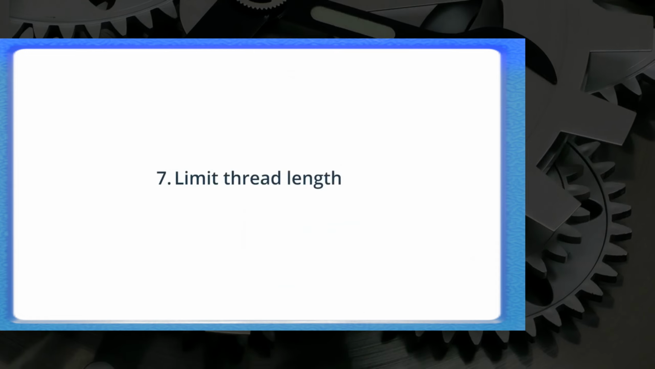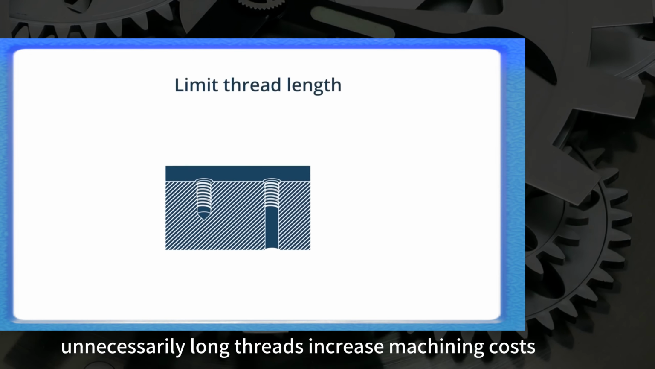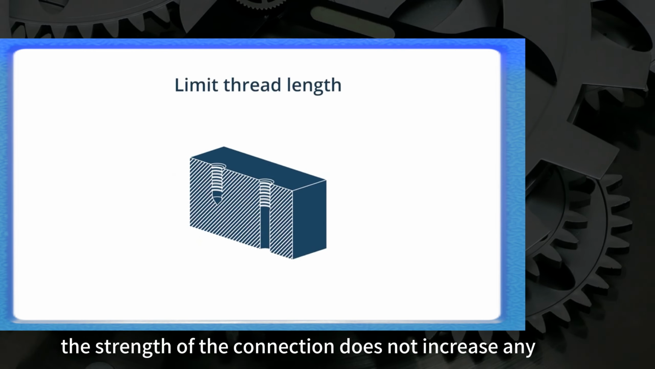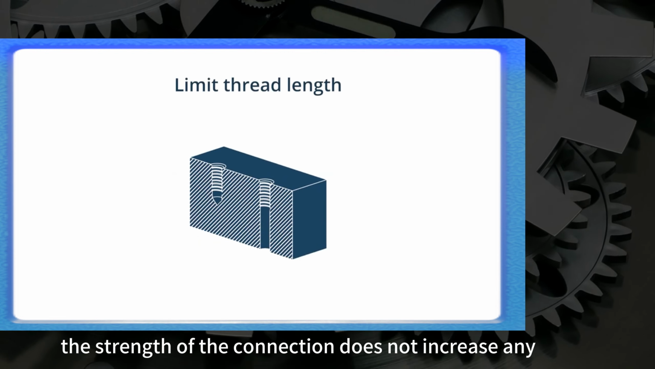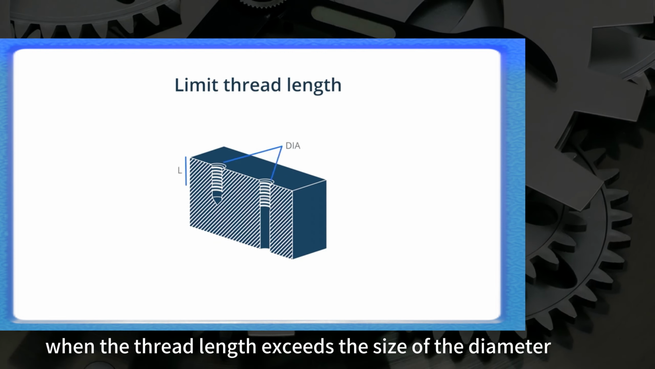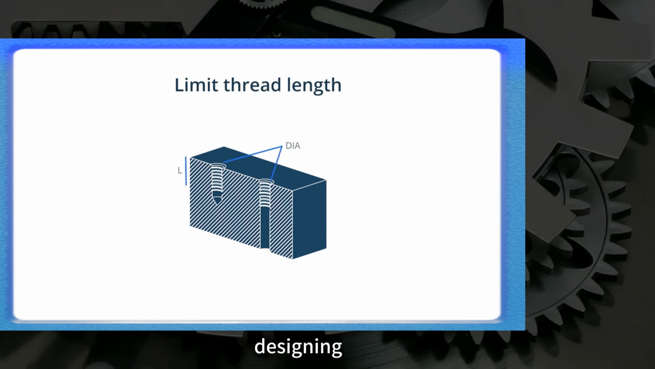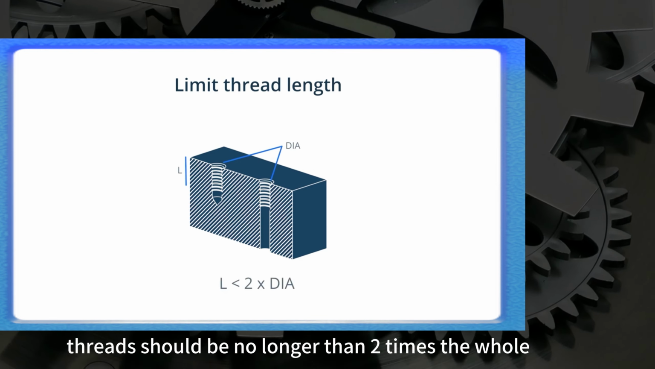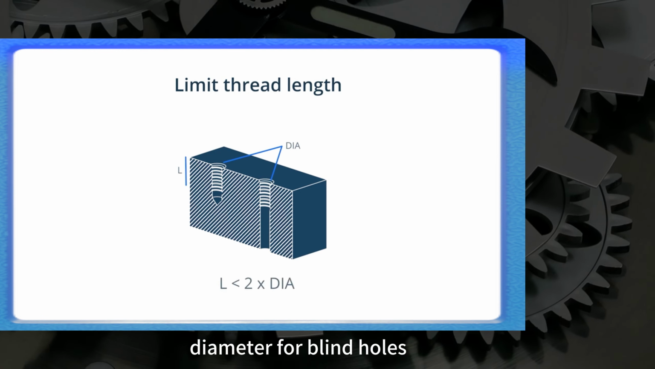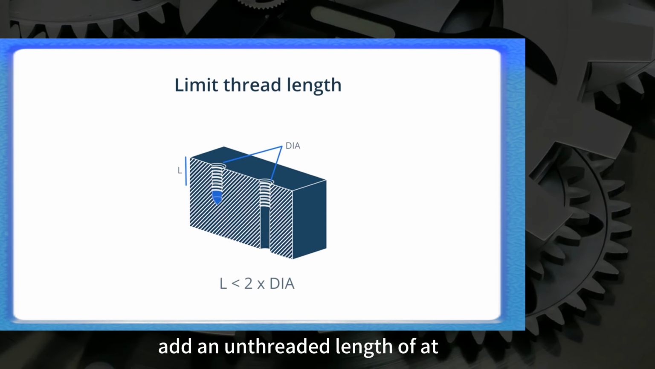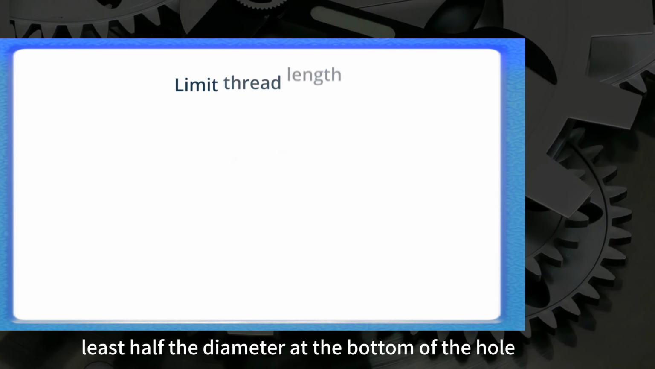7. Limit thread length. Unnecessarily long threads increase machining costs. The strength of the connection does not increase when the thread length exceeds the diameter by more than 1.5 times. Threads should be no longer than 2 times the hole diameter for blind holes. Add an unthreaded length of at least half the diameter at the bottom of the hole.